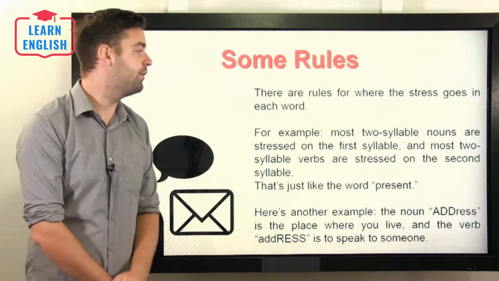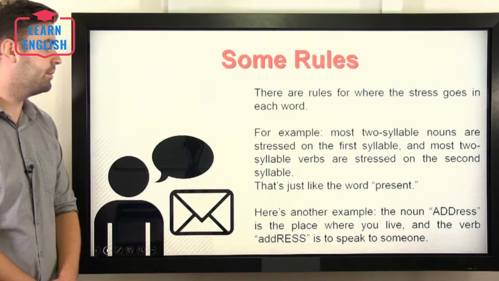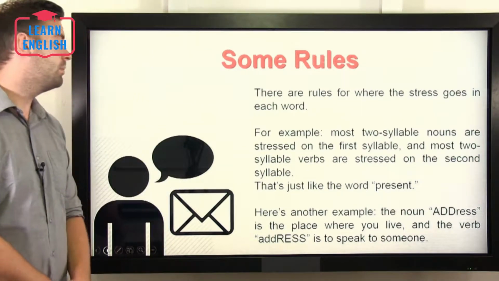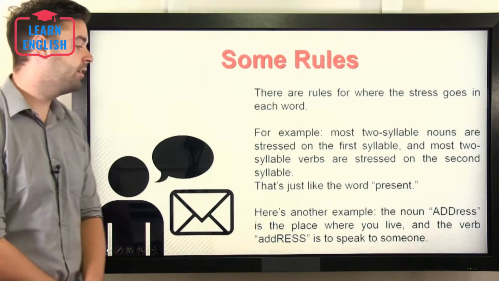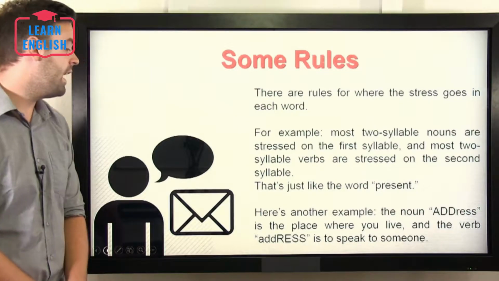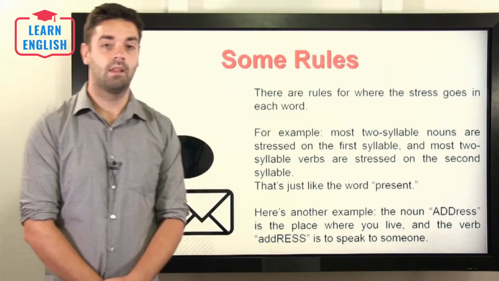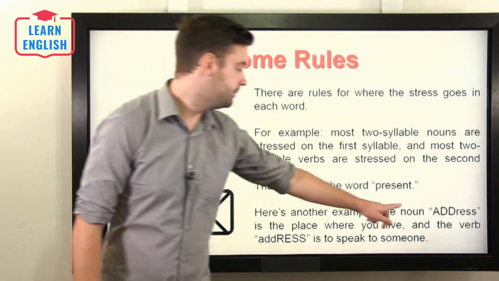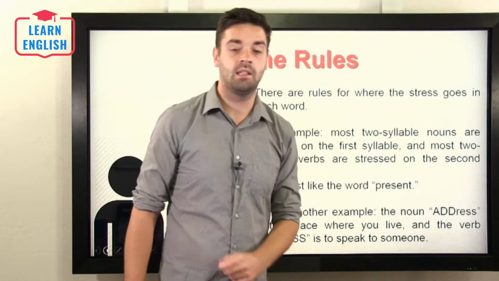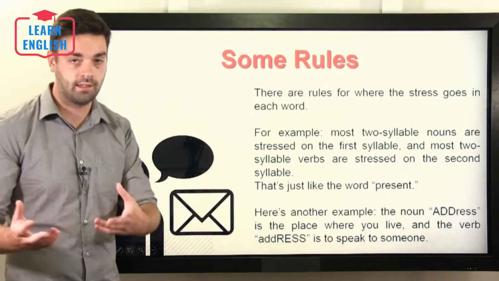Some rules though. There are rules for where the stress goes in each word. For example, most 2-syllable nouns are stressed on the first syllable, and most 2-syllable verbs are stressed on the second syllable. That's just like the word present. Here's another example, the noun address. The noun address is the place where you live, and the verb address, to address somebody, is to speak to someone. So, the noun is normally at the start, the verb is normally at the end. So, the address is the place in which you live. If you address somebody, it means to speak to someone. So I'm addressing you now.